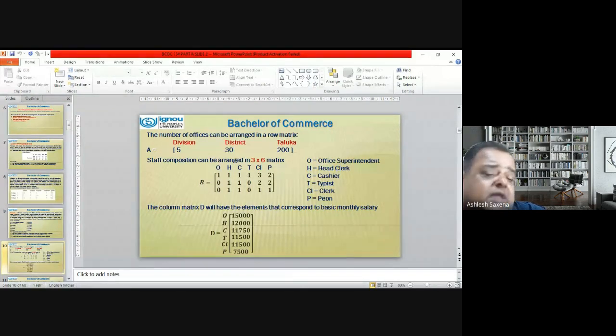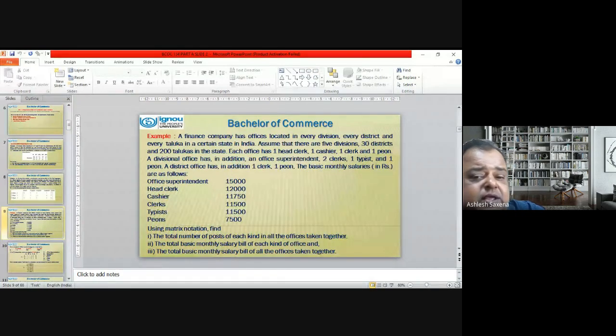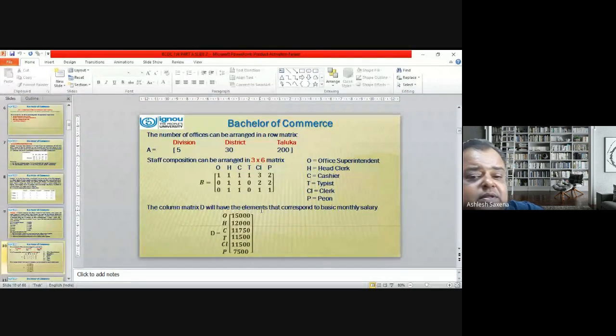Now, the third one: if you go back to the problem, you see this is the order in which the monthly wages were given to us, 1, 2, 3, 4, 5, 6. The order remains the same, as you can see here, for office superintendent, head clerk, cashier, typist, clerk, and PM. This information was given in the problem. Whatever information was given to us has been transformed into matrices, so we have three matrices here: A, B, and D.